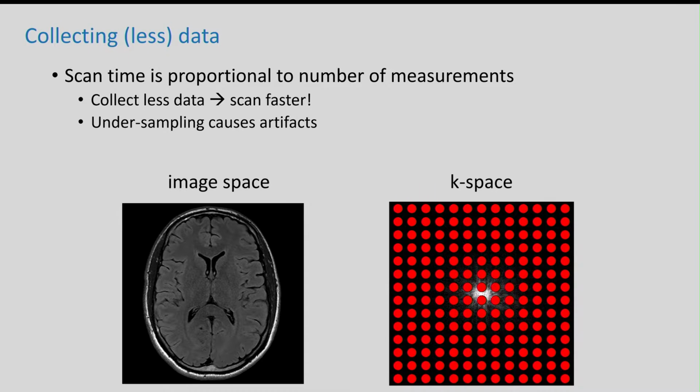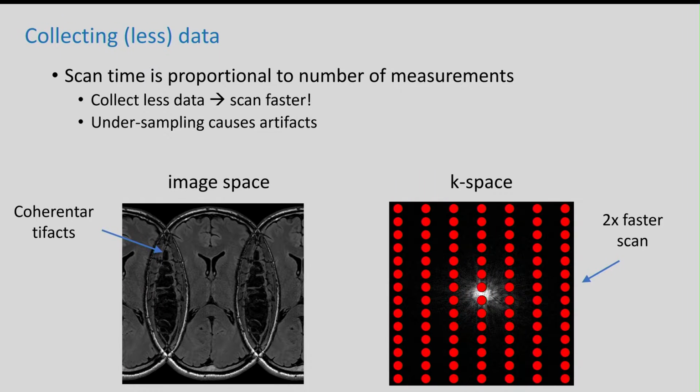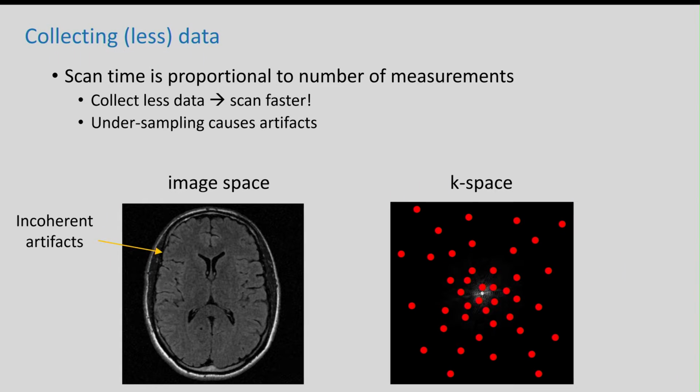But if we collect less data, for instance, this is a 2 times faster scan, then based on the MRI physics, we know that we'll get this kind of artifact, which is called coherent aliasing. But it's up to us to design how we acquire the data, so we can also change the acquisition in different ways. Here, we're still collecting less data, so we have artifacts in our image. It's not quite as sharp as before, but these artifacts look a little bit more benign, and we want to take advantage of this idea when we design our reconstruction methods.